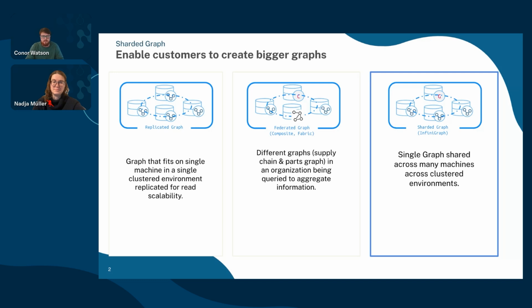We have composite, which can be used ideally for federated graphs. So you have very distinct graphs that you want to do some aggregation or some querying that may touch both of those graphs. And then we have Infinigraph, which is a single graph which is sharded across many machines in a clustered environment. So we're going to discuss Infinigraph here.